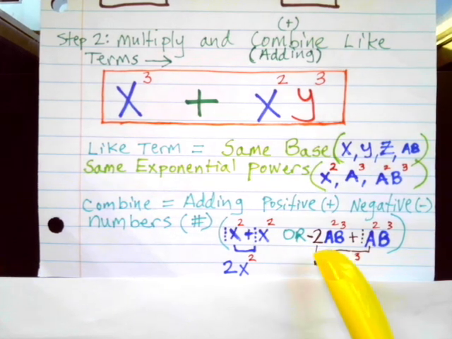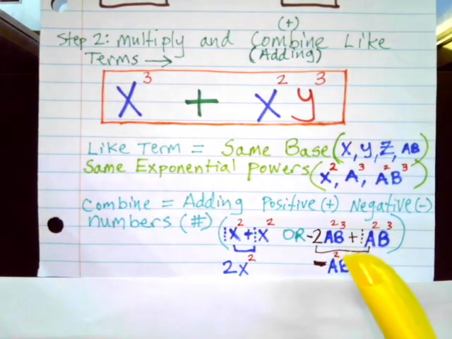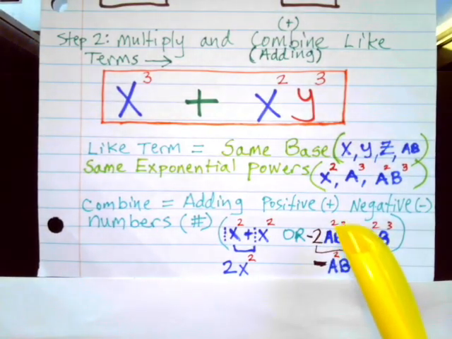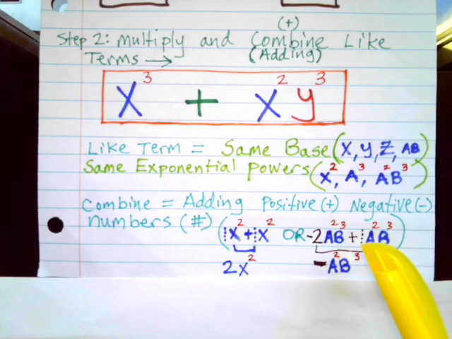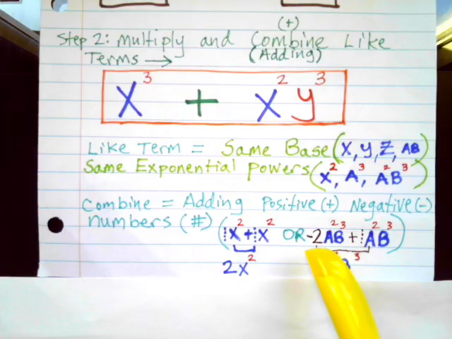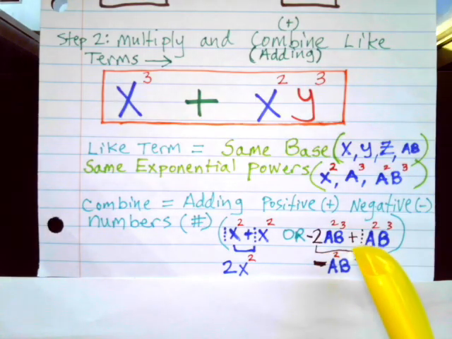Or let's take a look here. Here's another example of base AB. A is to the exponential power of 2. B is to the exponential power of 3. Both of these a's are to the power of 2. Both of the b's are to the power of 3. A squared B cubed and A squared B cubed are like terms. So what does that mean? I can add or subtract these terms in front. Negative 2 plus a positive 1 gives me negative 1 A squared B cubed.